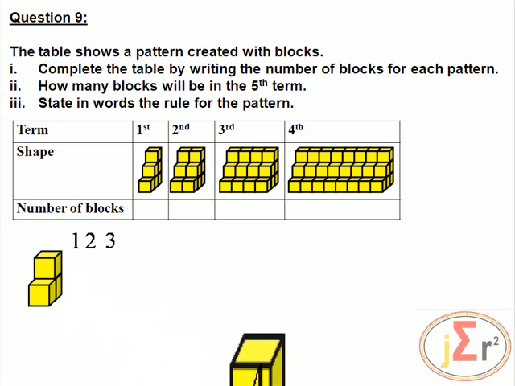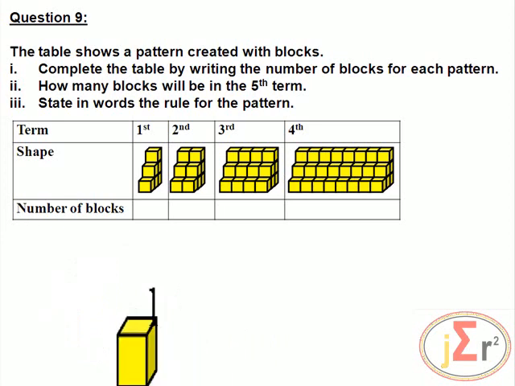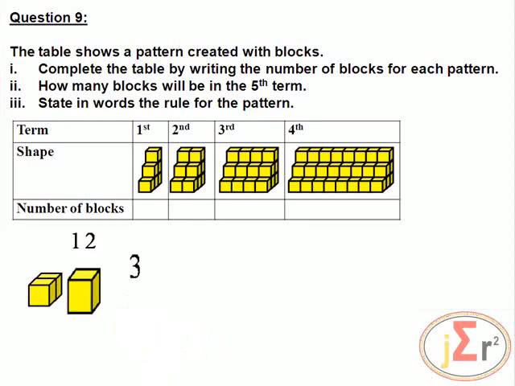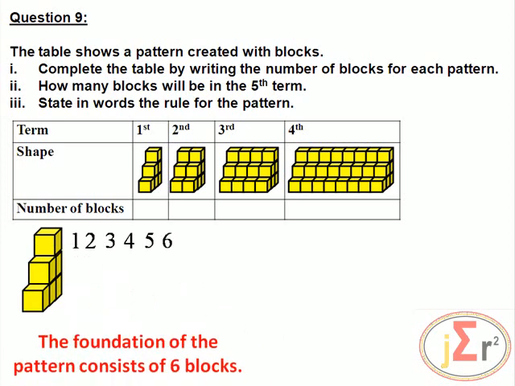So the first one, that's what we have. The same number of blocks that we had in the first pattern, and that turned out to be 6. We're just placing there and counting them. 1, 2, 3, 4, 5, 6. So that's the number in the first pattern. The foundation of the pattern consists of 6 blocks.